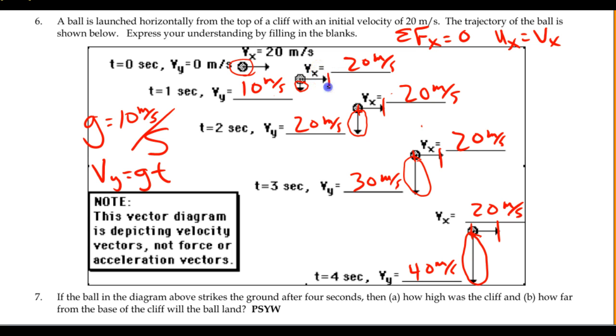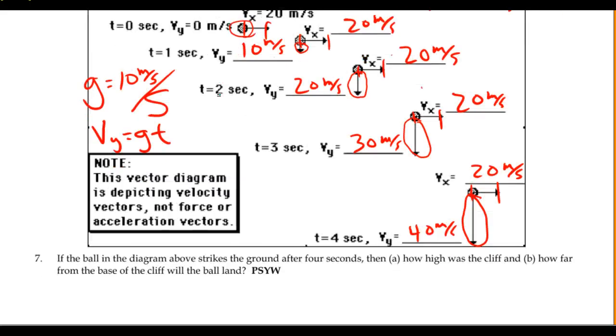So the horizontal velocity, no forces in the horizontal, therefore the forces add up to 0. There are no forces based on our assumptions, therefore it doesn't change. In the vertical, gravity causes it to increase at the rate of 10, or 9.8 more precisely, meters per second for every second that it falls.